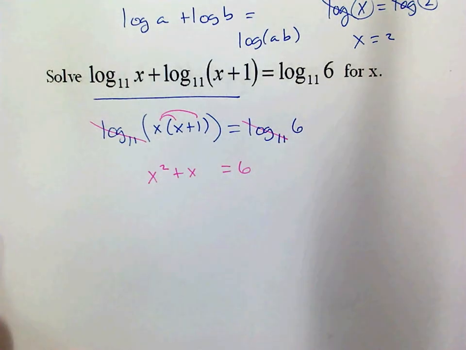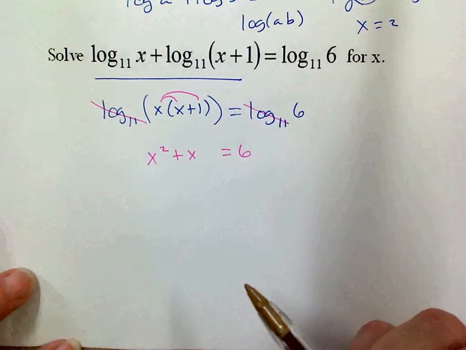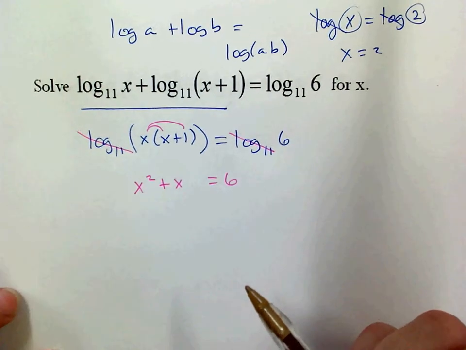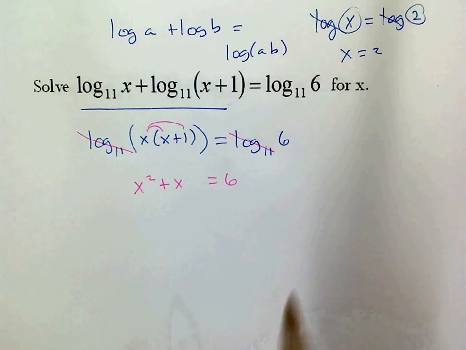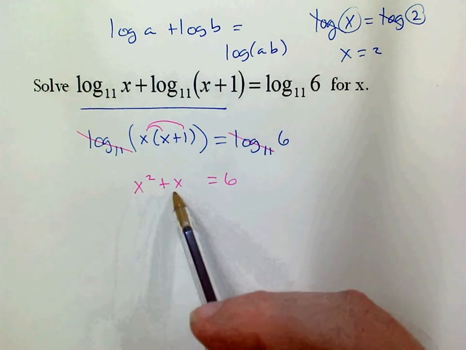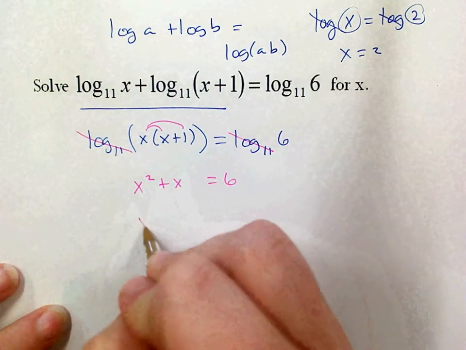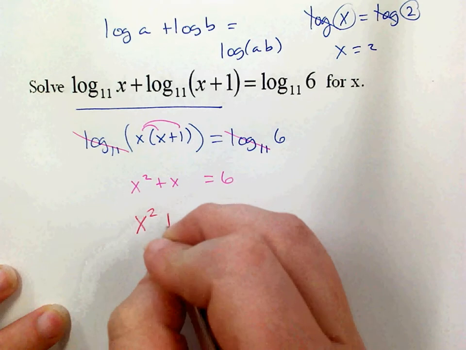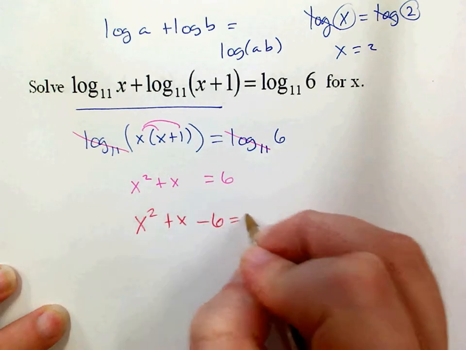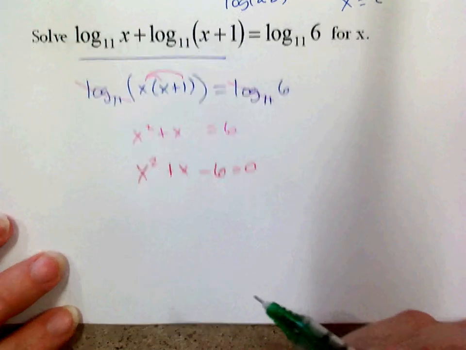Now, can I just factor out an x right here and start solving from there? The only way that works is if you have it set equal to 0. So this looks like a quadratic to me. I've got a quadratic term, a linear term, and a constant term. I need to move this where? Over. So I've got x squared plus x minus 6 equals 0. Can I solve that? How?